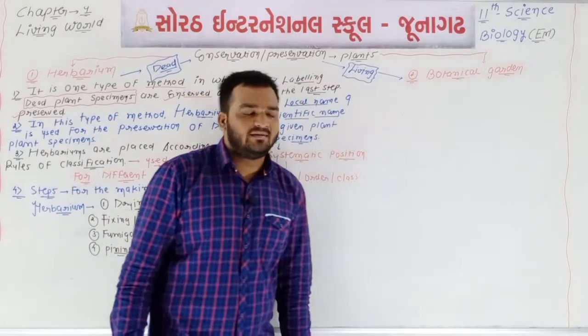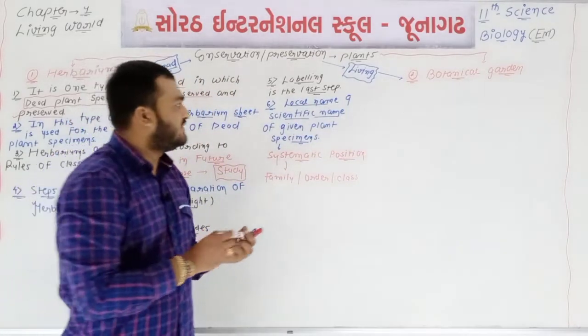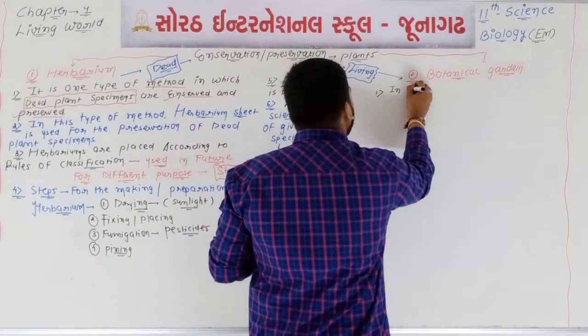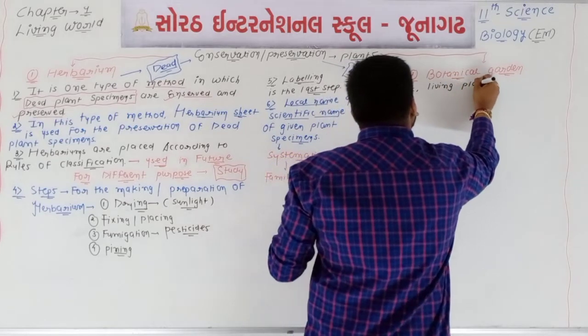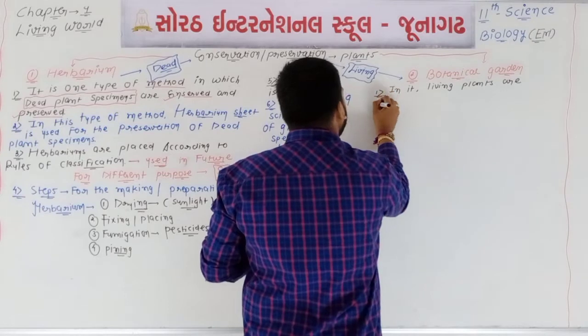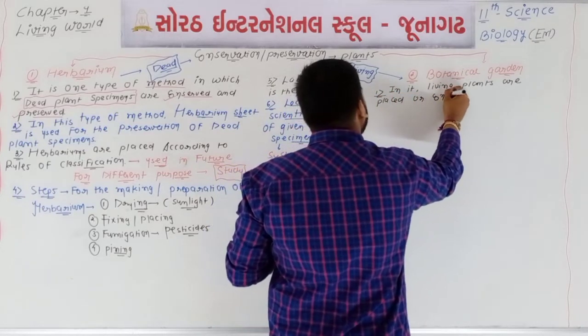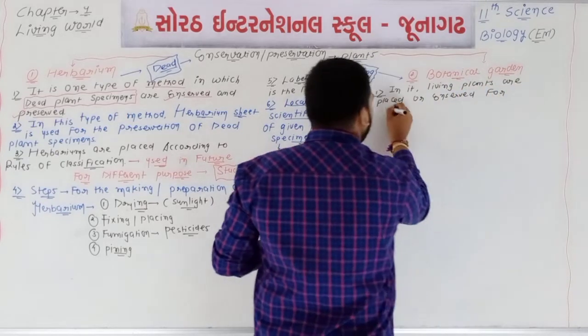So herbarium is completed. Now see, the second one is about the botanical garden. So first point we can say that in botanical garden, living plants are placed or conserved for other types of references.